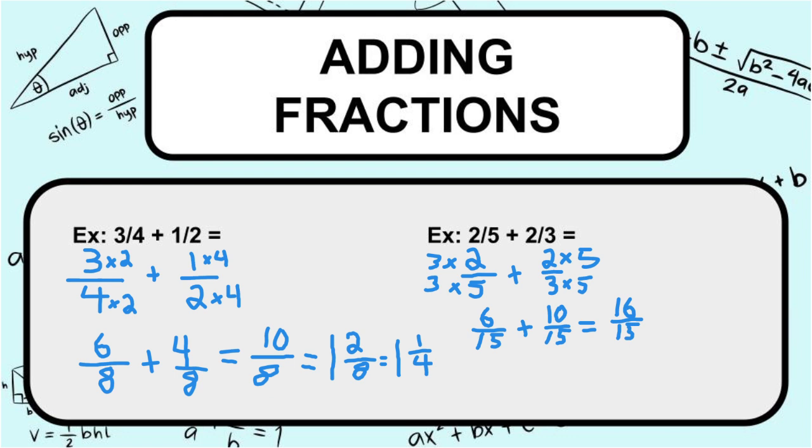Again, we have an improper fraction, so we need to turn that into a mixed number. 15 goes into 16 once, and there is 1 left over, and the denominator does not change. And that's it. That's how you add fractions.